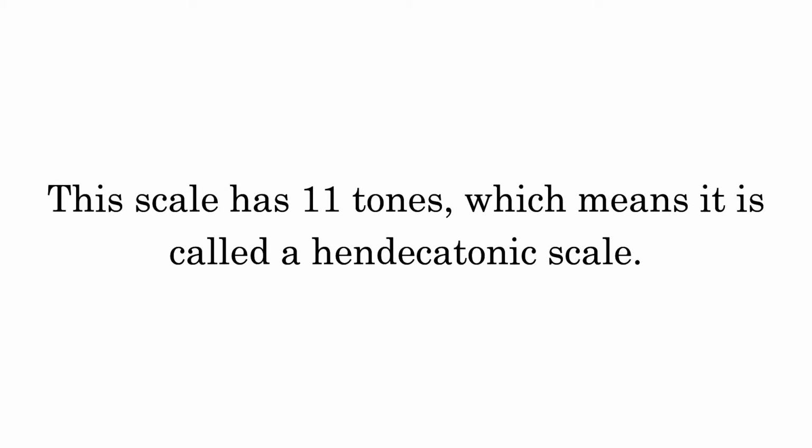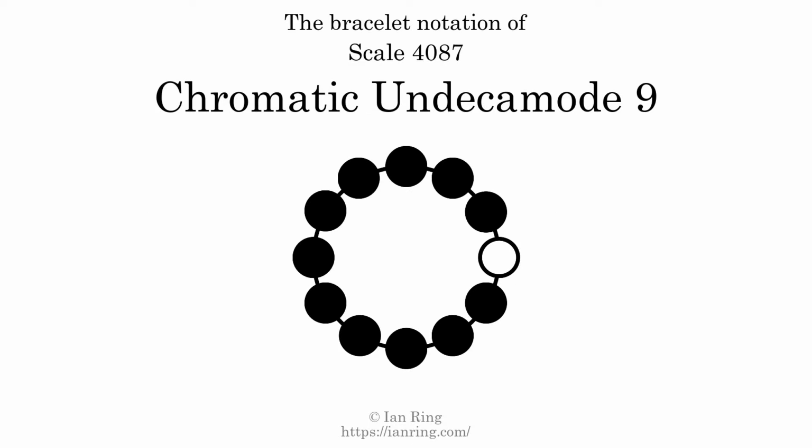This scale has 11 tones, which means it is called a hendecatonic scale. This is a bracelet notation diagram of scale 4087. The shaded circles represent tones that appear in the scale, and they are read clockwise, starting at the top.